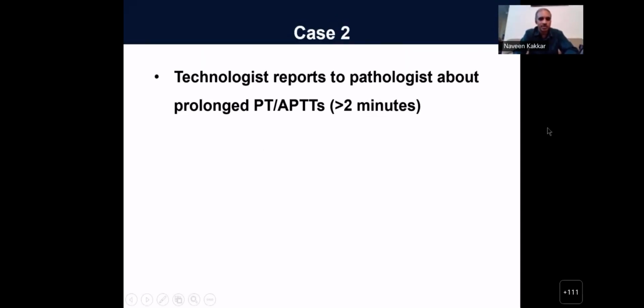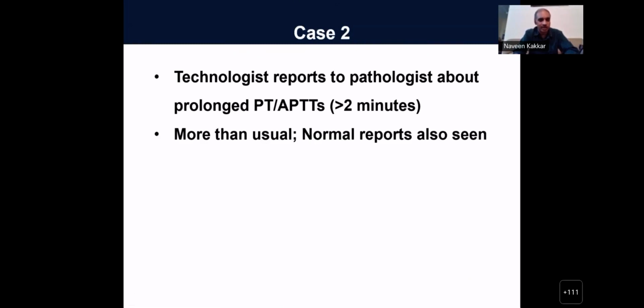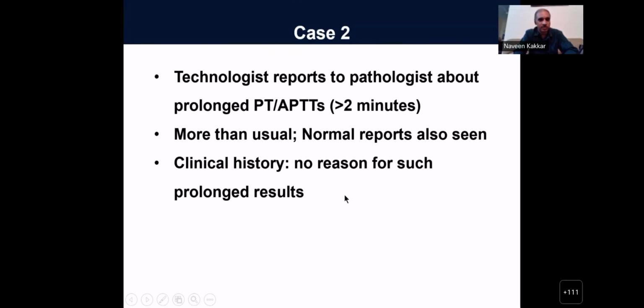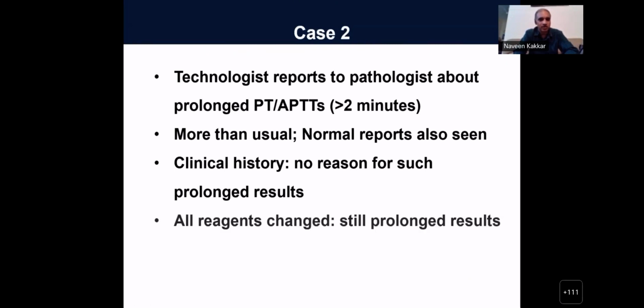Now, case 2: our technologists reported to the pathologist prolonged PT and APTT, both more than 2 minutes, not in one case. It was happening more than usual, 2-3 cases in that day. Normal reports were also seen in between. The clinical history of all these patients showed no reason for such prolonged results. All the reagents were changed. The results were still prolonged.